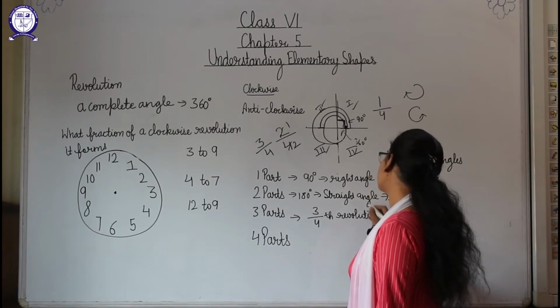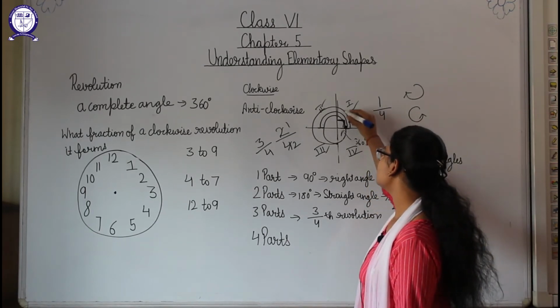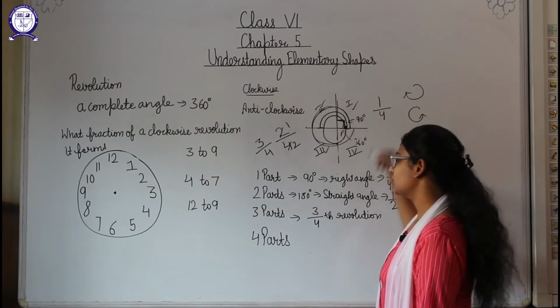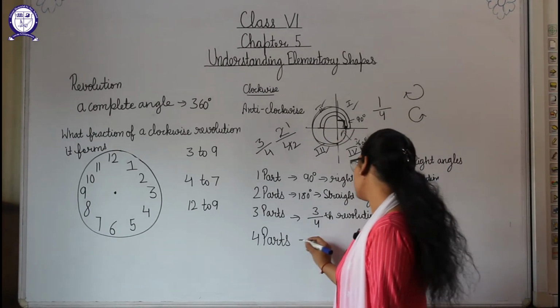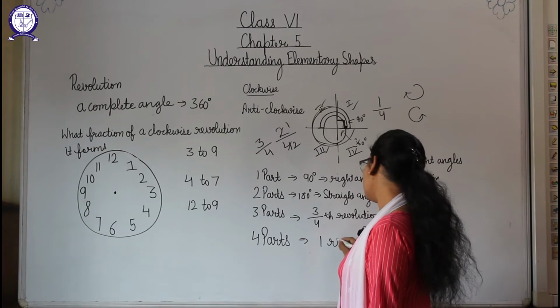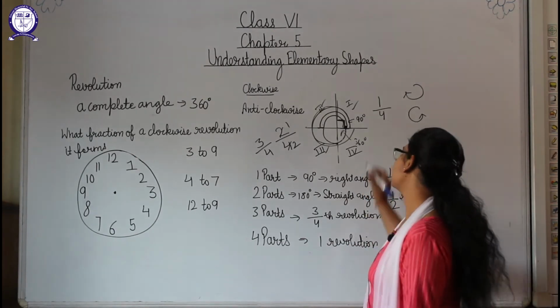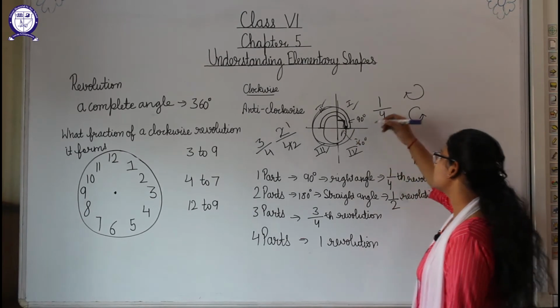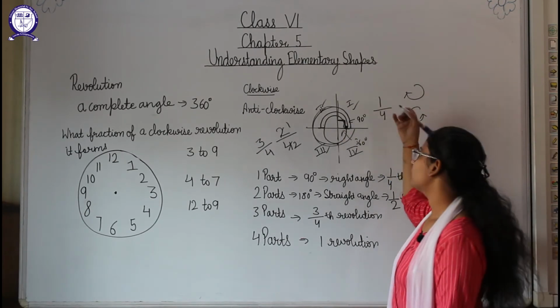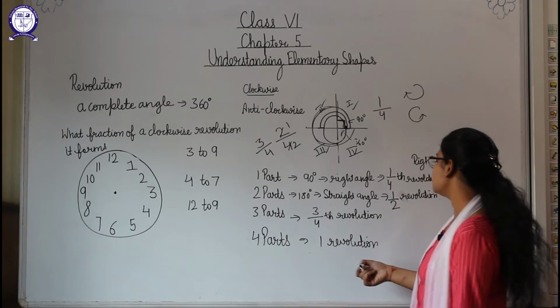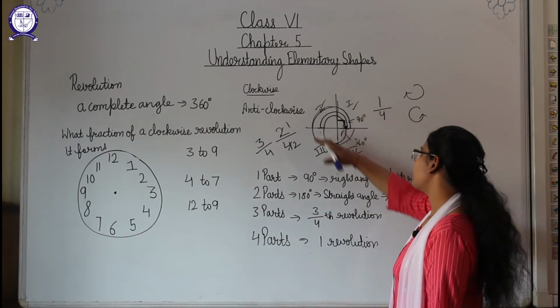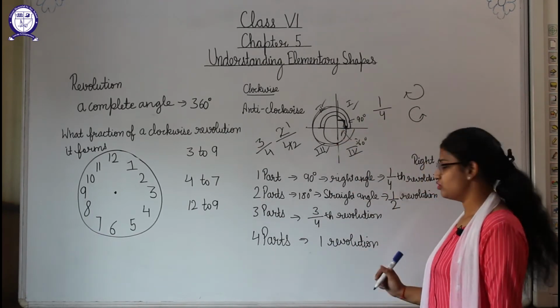Now 4 parts. 4 parts means this complete revolution. So one revolution we can say, and I told you earlier also that one revolution means the complete 360-degree angle. It means it is covering 4 of the parts, and total are 4 parts, and 4 by 4 gives us 1. It means all the 4 parts are covering the whole revolution.